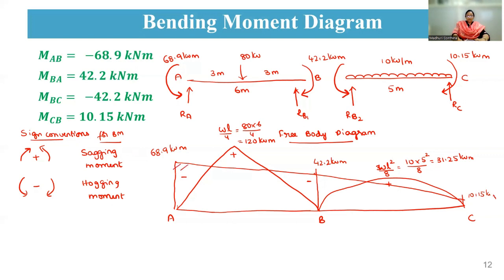So now our final bending moment diagram will be the shaded portion. This is your final bending moment diagram. It is the intersection portion of your free bending moment diagram and fixed bending moment diagram. So this is the bending moment diagram. Okay, so now I think you understood.